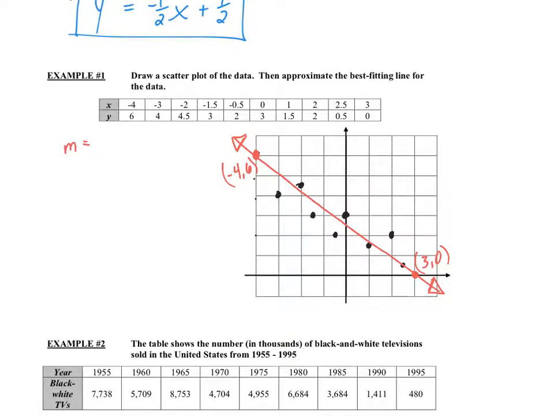Actually, I'll do both. So to find the slope, it would be 6 minus 0, because you take the y minus the other y, and then you do your x's and subtract them. So -4 minus 3. Our slope is 6 over -7. So it's going to be a fraction, which is fine.